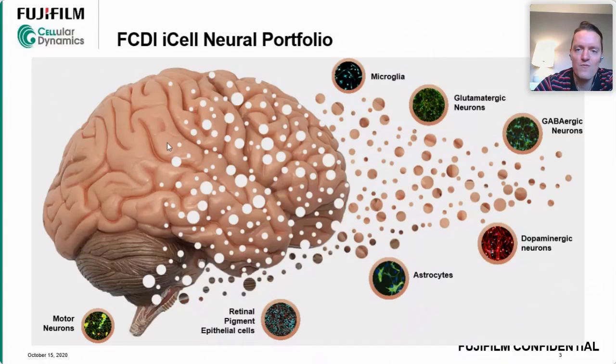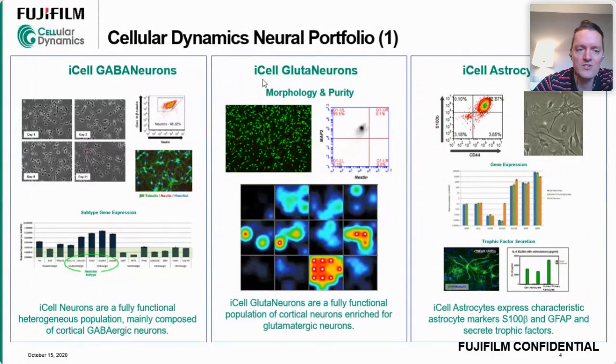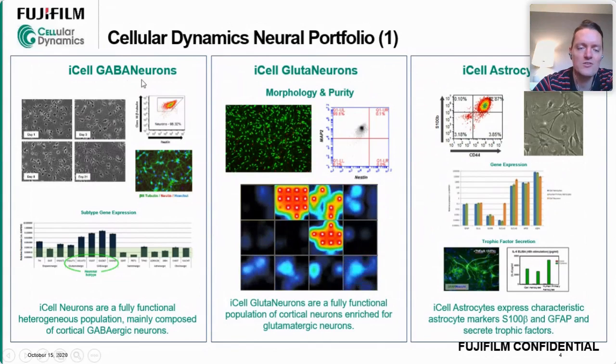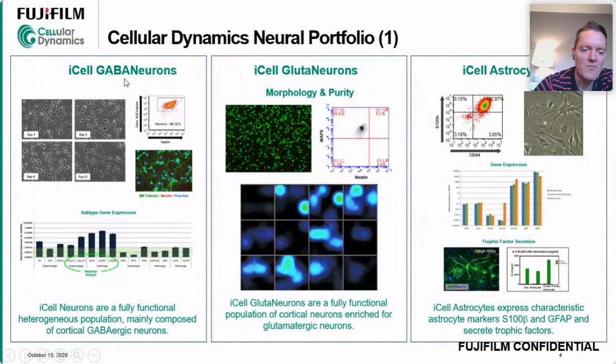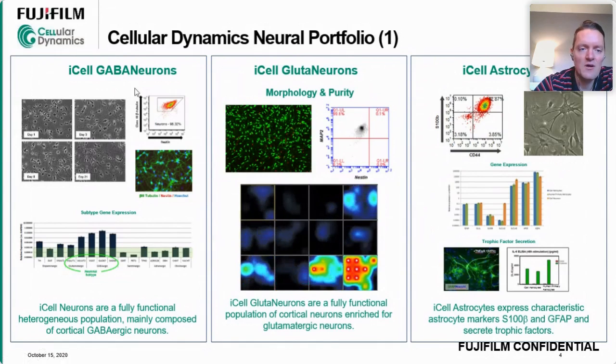Within our neural portfolio of cells, of course, we have motor neurons, which we're going to talk a little bit about today, our dopaminergic neurons, and one of our newer products, which is not being mentioned today, is microglia. So to look across our portfolio of neural cells, one of the first cell types that we generated was iCell GABA neurons, so these are primarily a inhibitory type of neuron. So primarily GABAergic.